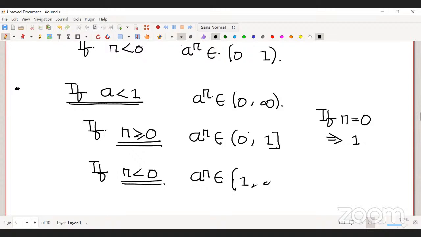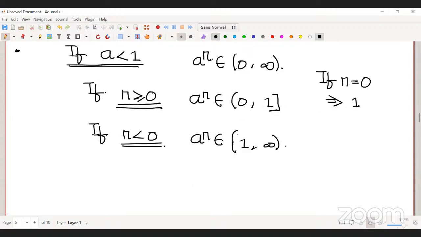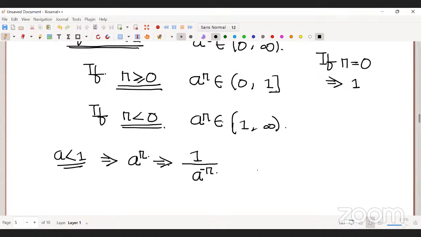It's basically 1 to infinity. Because see, if a is less than 1, then a power r, where r is negative, so 1 by a to the power minus r. Since r is negative, minus r is positive, and a power minus r is less than 1 and greater than 0. That means 1 by a to the power minus r is always greater than 1.